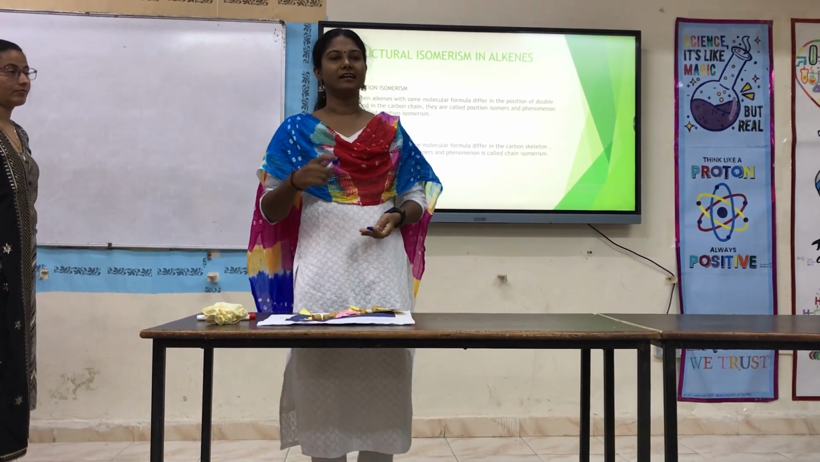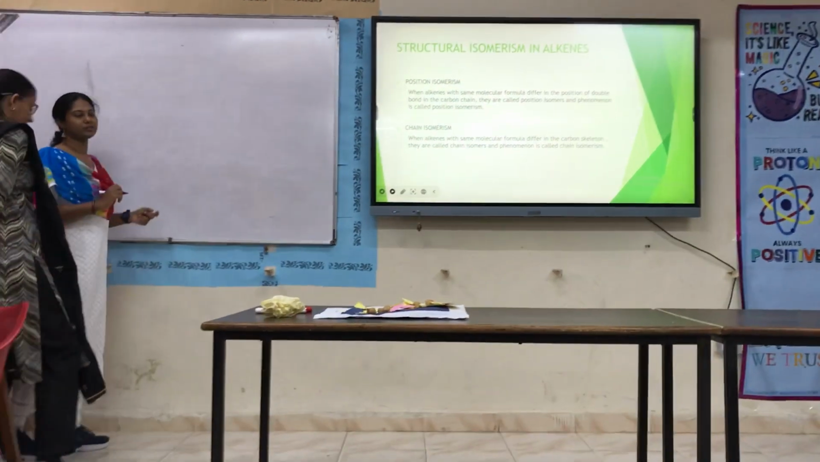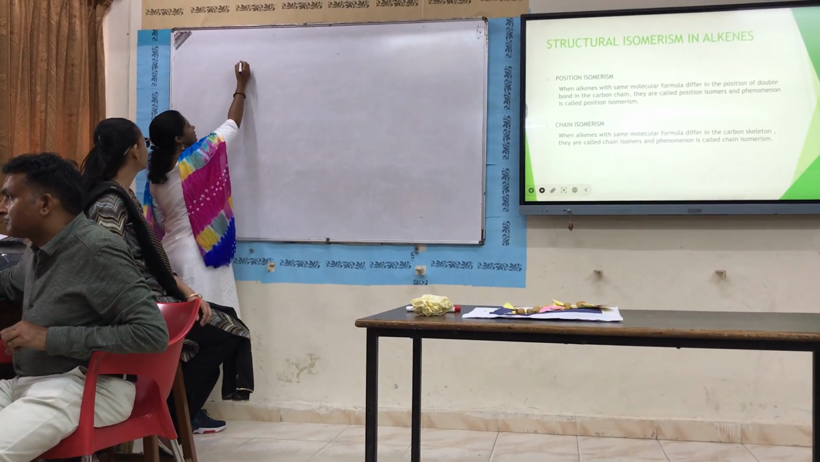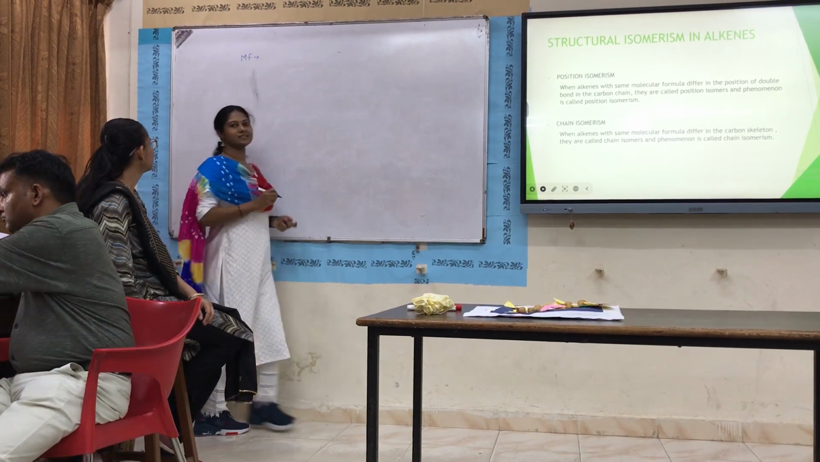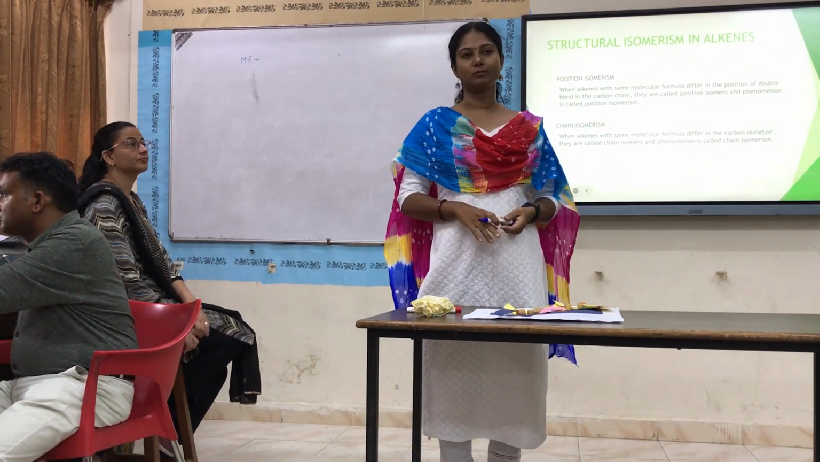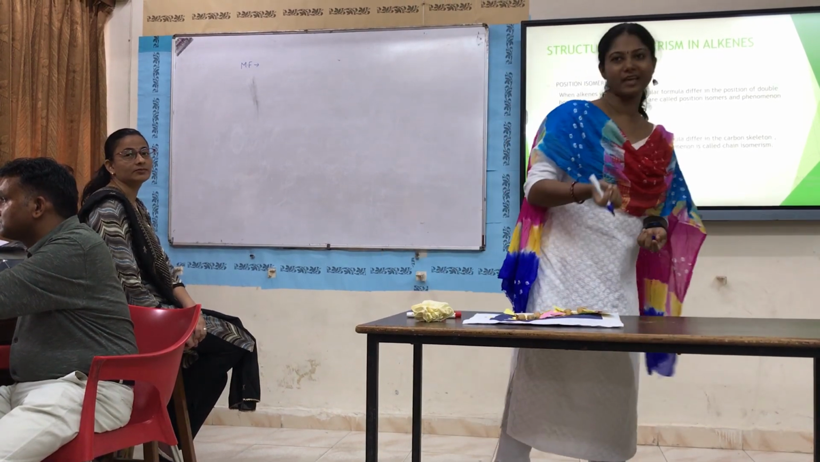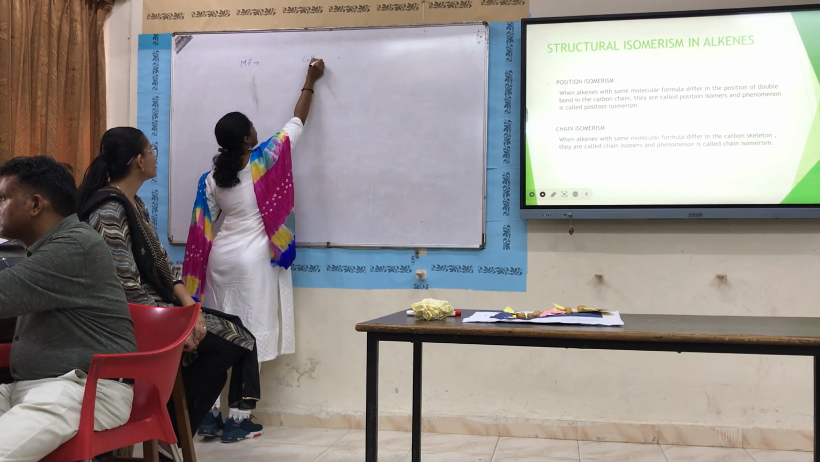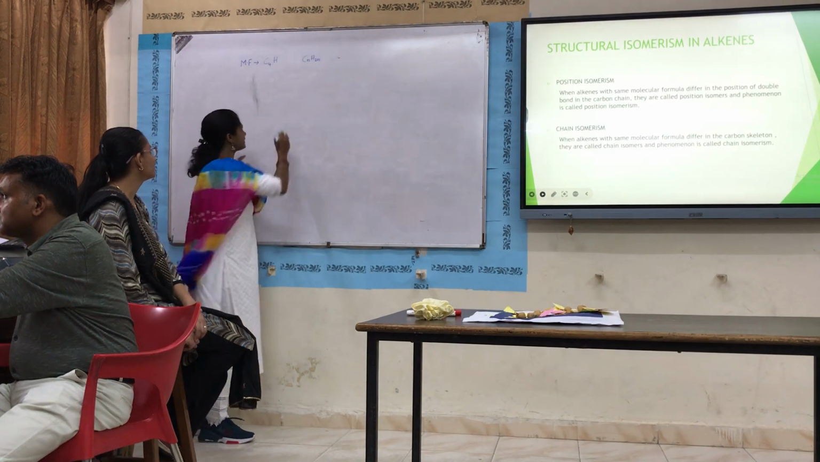So for this, I am taking one example. So with the help of this example, let us learn about the structural isomerism. So here I am taking a molecular formula of an alkene. So you know that the general formula of alkene is, can somebody please say? CnH2n. This is the general formula. And if I am taking 4 carbon atoms, the number of hydrogen atoms should be 8.